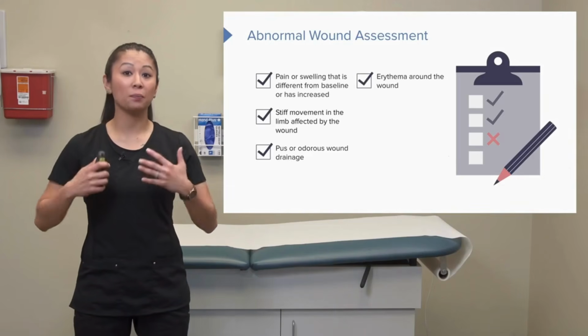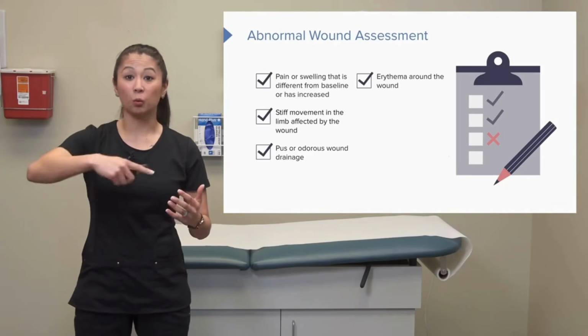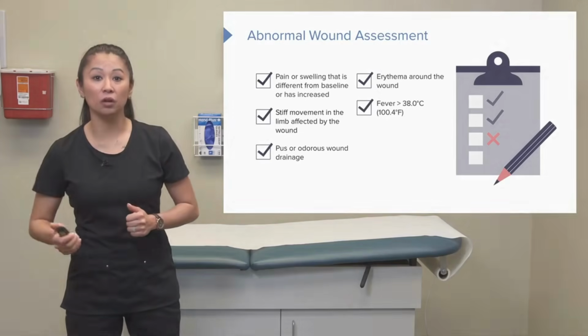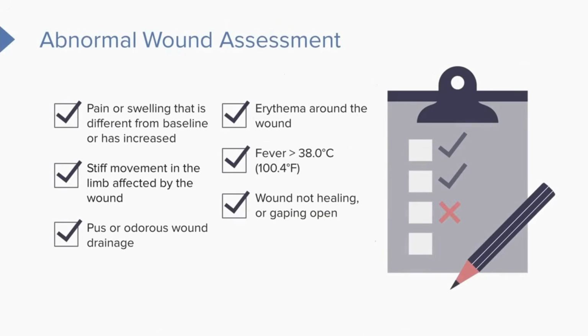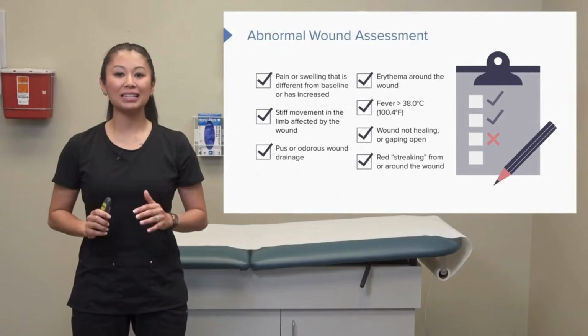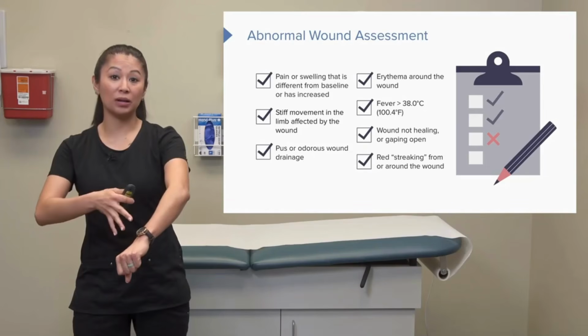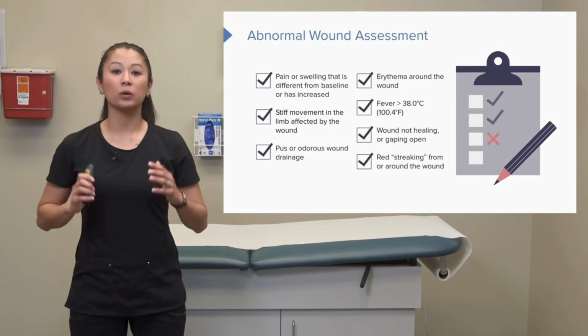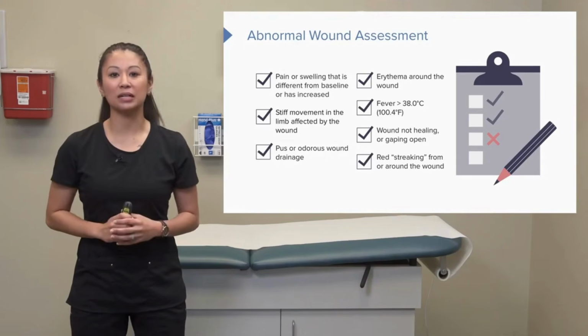Now these last points as well are also abnormal, so let's make sure we pay attention to these. There's a lot of redness around the wound. If your patient's spiking a fever, or if the wound's not healing, meaning those edges aren't closing in as we're going through that healing process, that could be a problem. If it's gaping open, that's not a good sign. And lastly, if there's streaking around the wound, also a very bad sign, and we want to report all of these pieces to the physician.